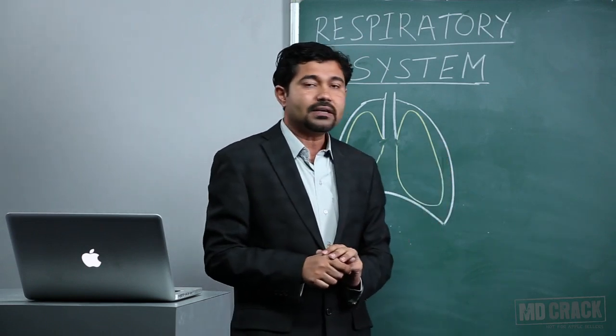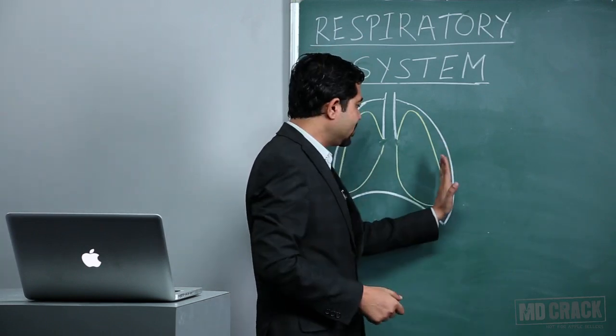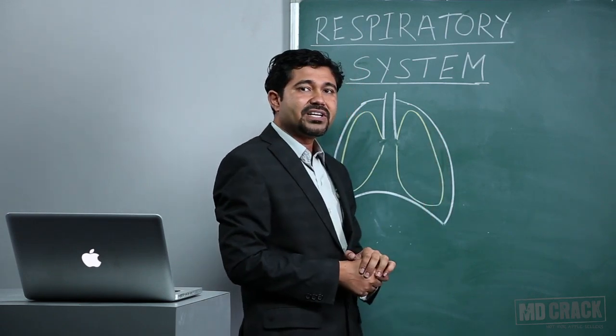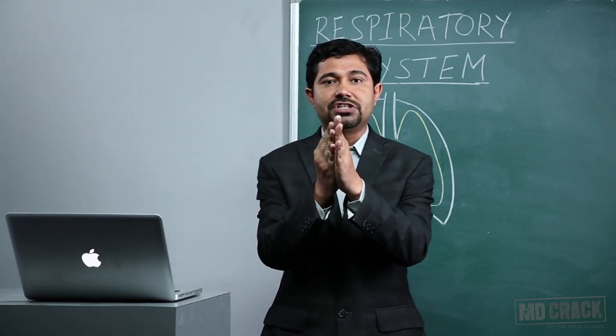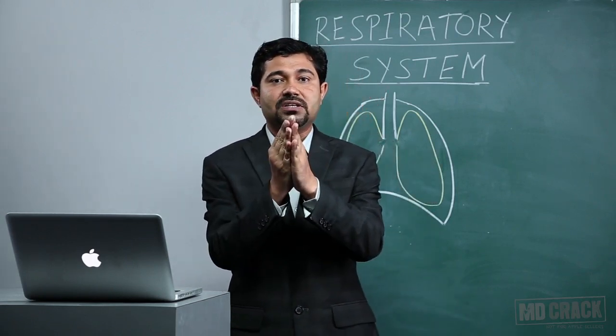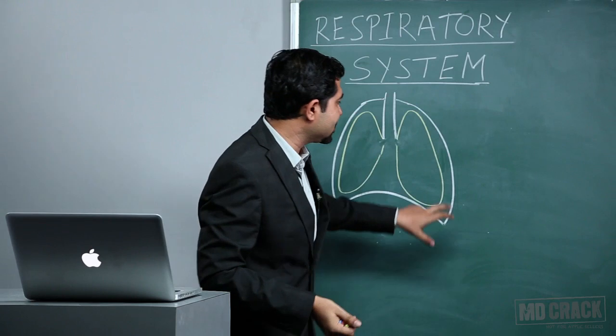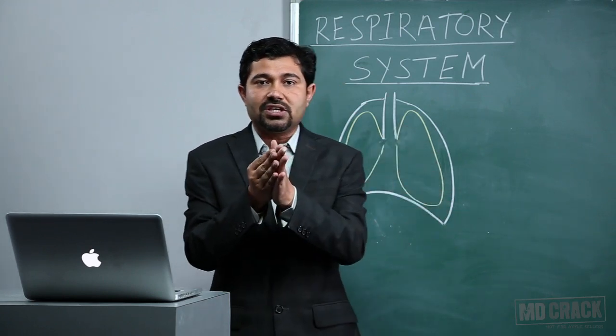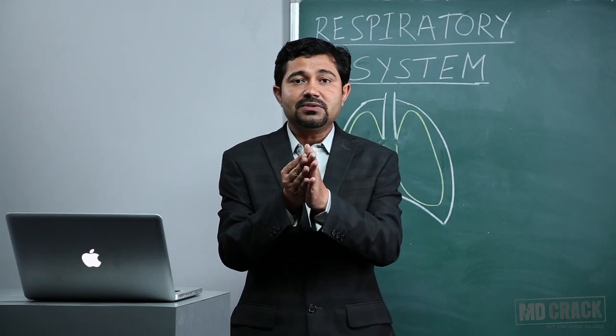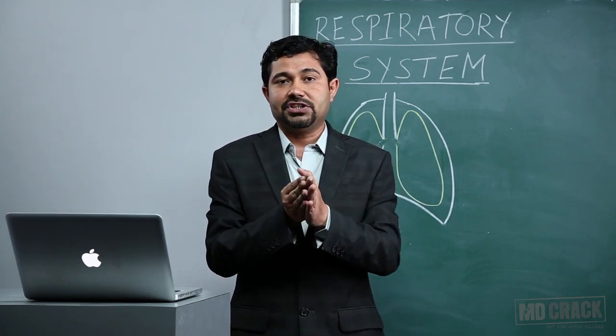Negative means what? It will have a suction effect. If this is negative, what will happen? It will keep the parietal pleura and visceral pleura glued or attached to each other. Though there is no fibrous connection between the parietal pleura and the visceral pleura, they are glued to each other because of the negative pleural pressure.